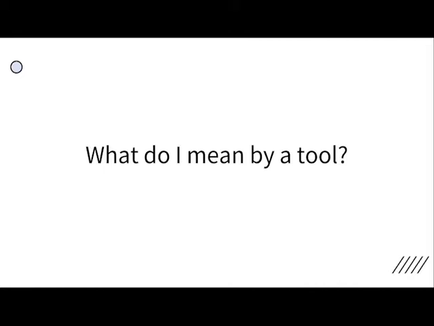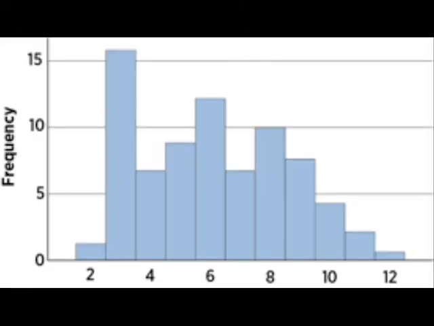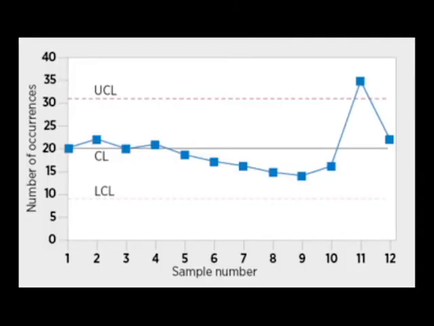So what do I mean by a tool? Well, the best way to explain it is to give you some examples, such as the histogram, the fishbone chart, and the control chart, with the control chart being among the most common and useful. The control chart is special because it is a graph that shows how a process changes over time.